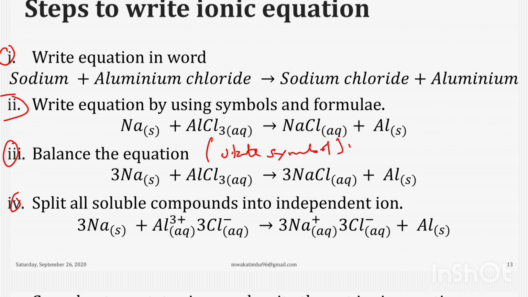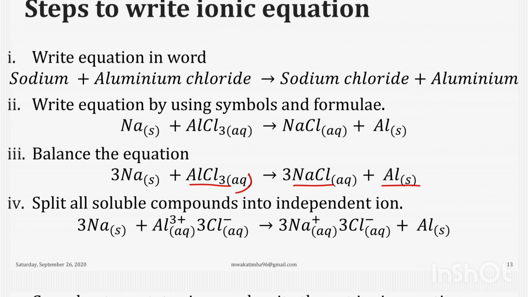So now we are going to split only the soluble compounds. When we say soluble compounds, it means only the aqueous compounds, while solids, liquids and gases we leave as they are without splitting. For example, from this chemical equation, we have sodium that reacts with aluminium chloride to form what? Sodium chloride and aluminium. Here we look at this aluminium chloride being aqueous and this sodium chloride being aqueous. So from there, what are the things we are going to describe about this one?